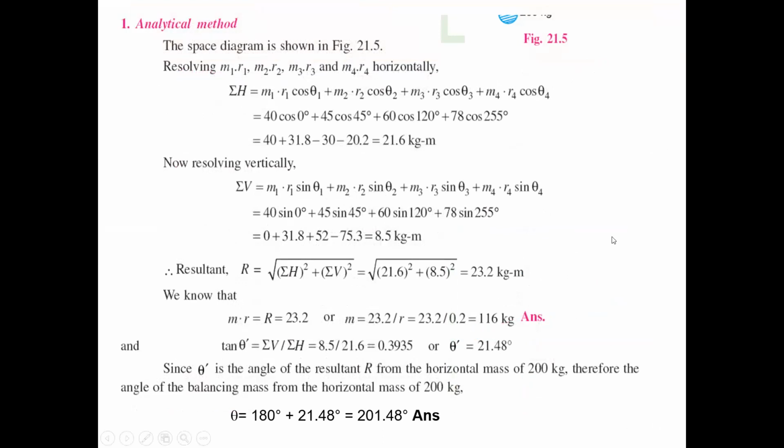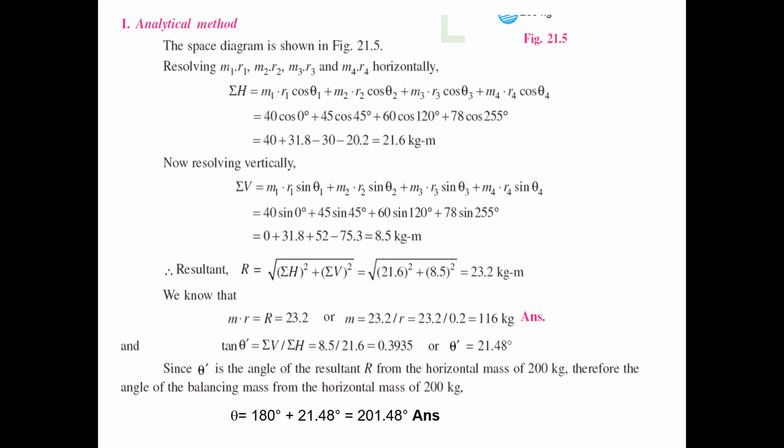Now this is solved with the analytical method. The first method is the analytical method, which means a method of resolution of the forces. We have already done that. In our engineering mechanics, how we calculated the resolution of the forces, that is a similar method we are also approaching here.